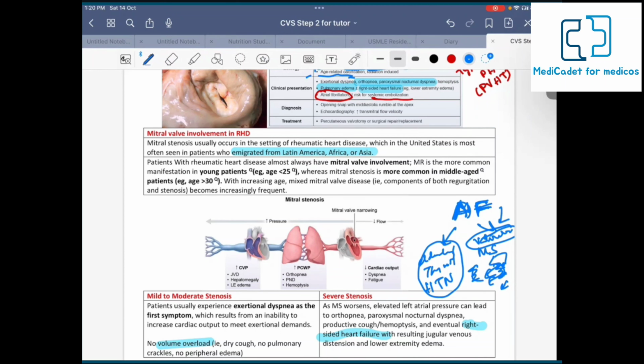The problem is valvular diseases are difficult to treat. All the rules and regulations that you see for the treatment of atrial fibrillation are different for valvular disease, and it is different from what we see for controlling the rate and controlling the rhythm.